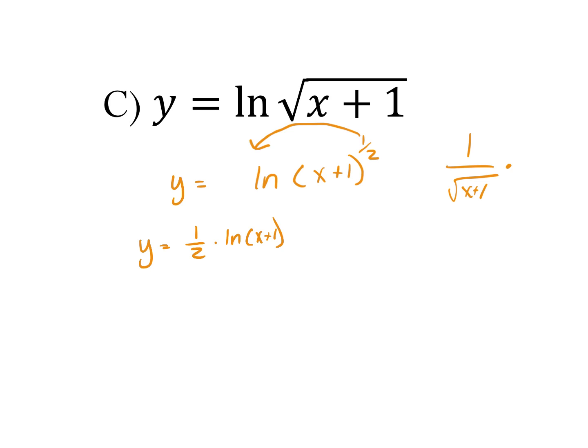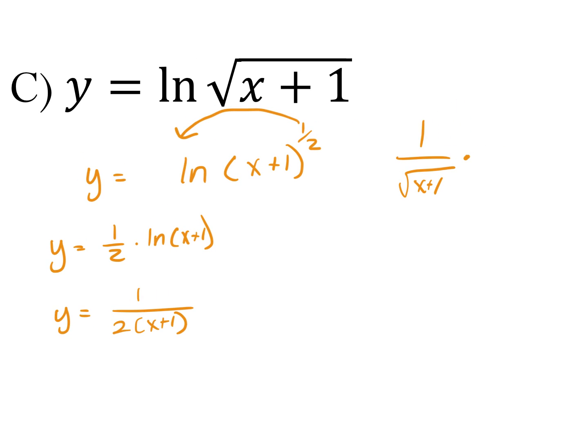Which one do you think is easier to take the derivative of? The second one is way easier. So what does that make my derivative? 1 over 2 times the quantity x plus 1, and then technically I should take the derivative of x plus 1. What is the derivative of x plus 1? 1, so it doesn't matter.